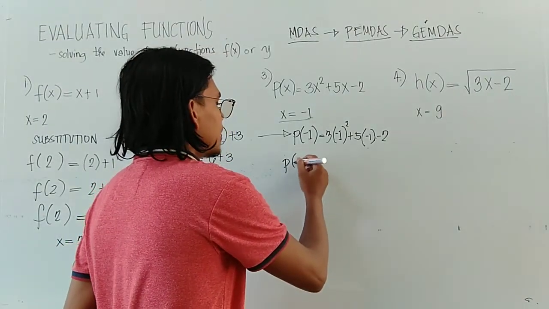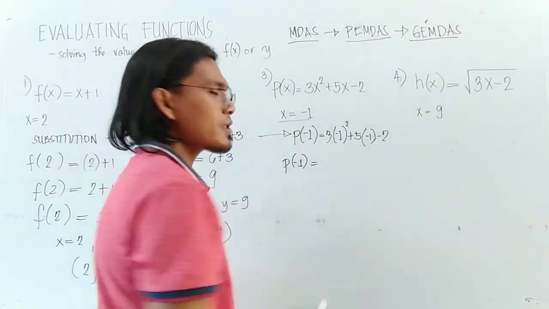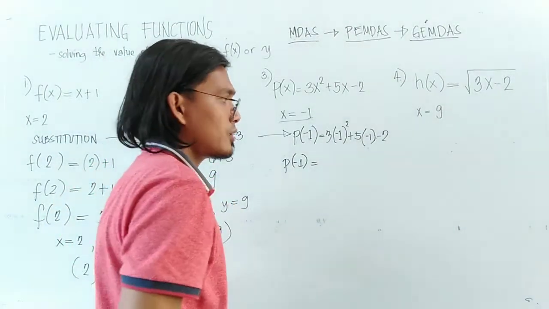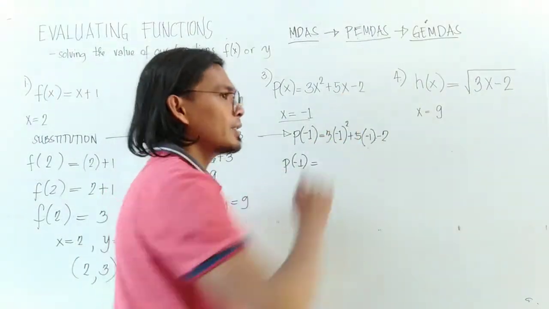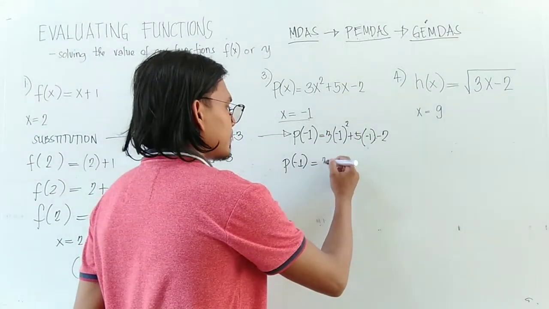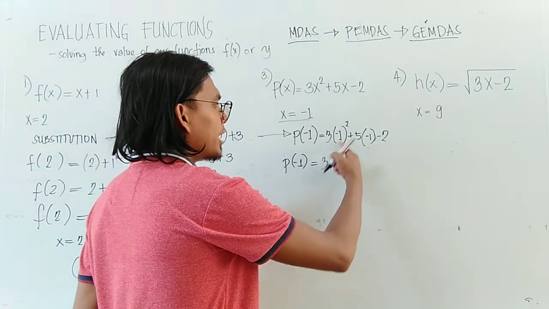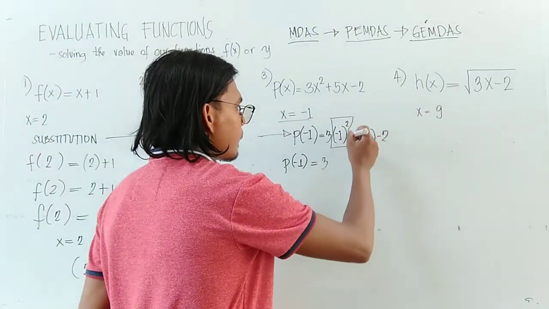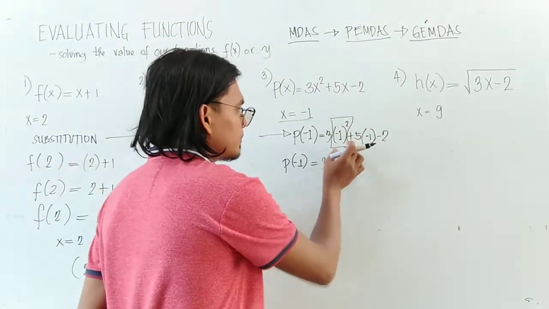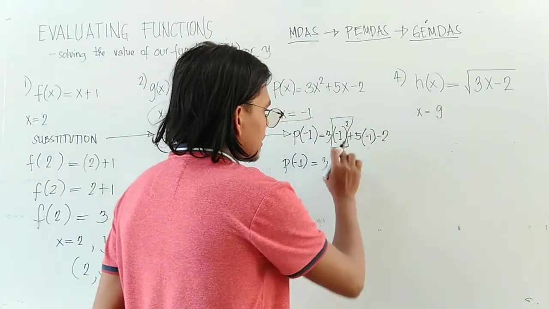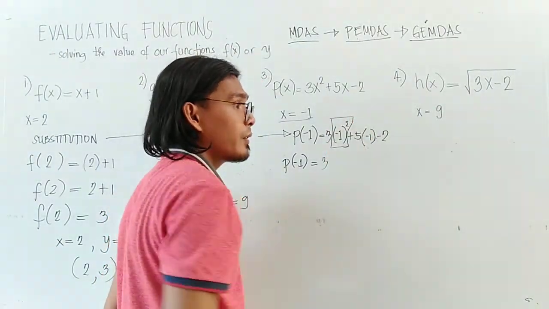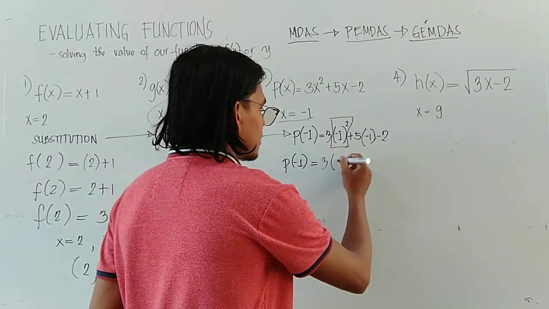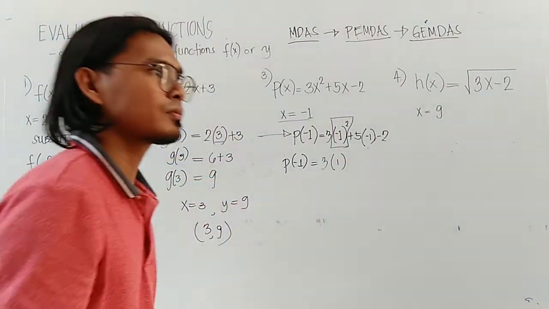So we have p of negative 1 equals, inside the parentheses, we don't have any operation. So let us proceed to your exponent. So we have to calculate 3 times negative 1 squared. Again, step by step, we will be solving the negative 1 squared first. So negative 1 squared is positive 1. Okay?